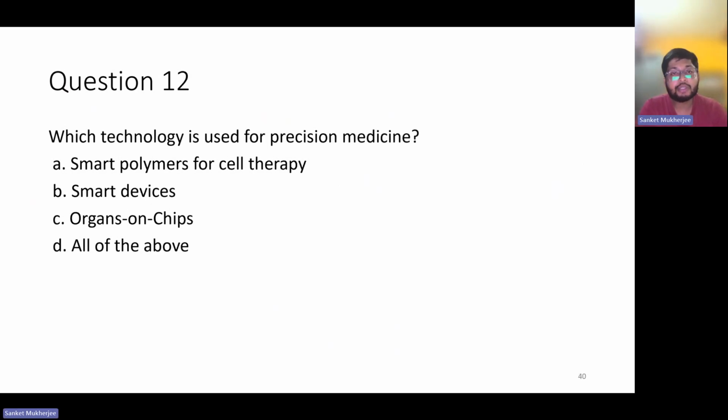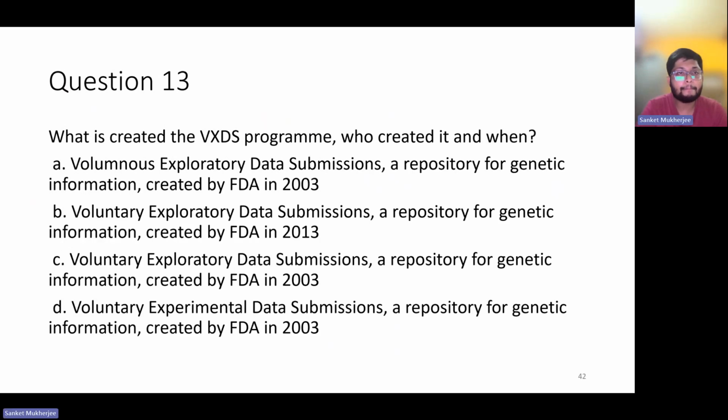Which technology is used for precision medicine? Is it smart polymers for cell therapy, smart devices, organ on a chip, or all of the above? All of the above is the answer.